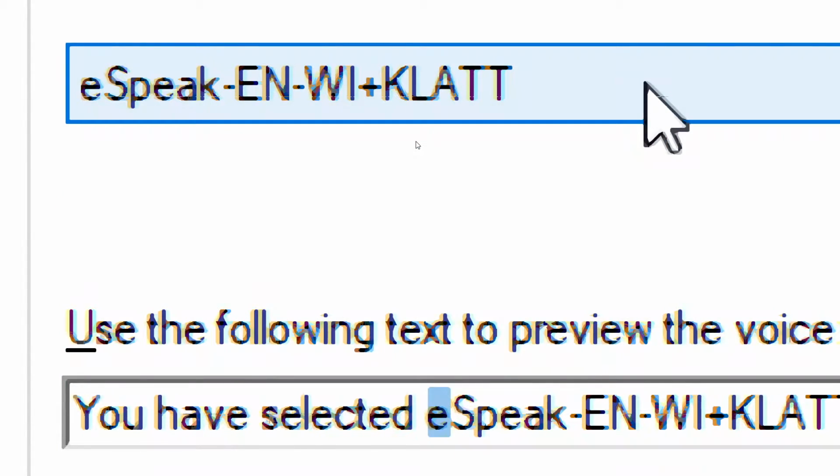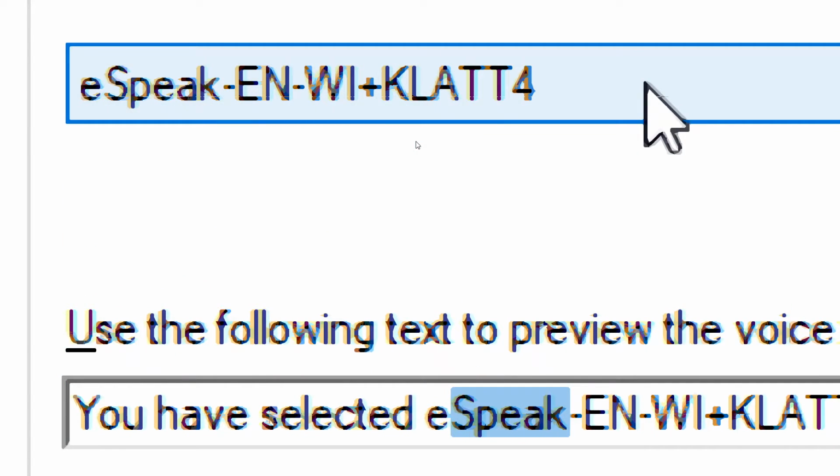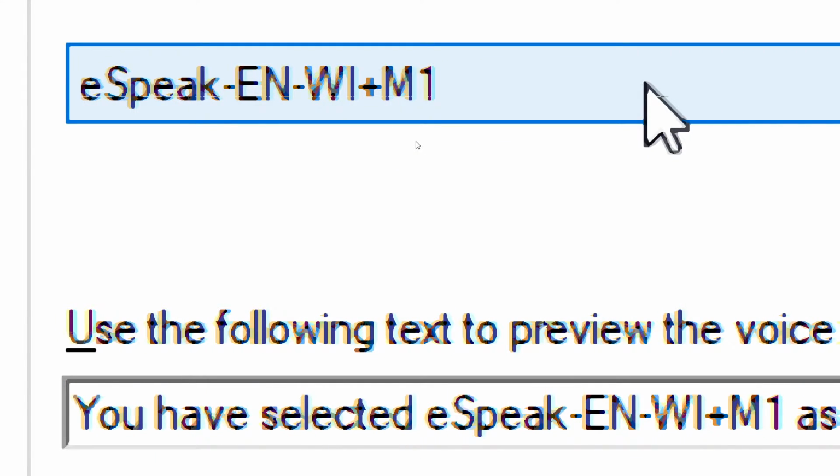You have selected eSpeak ENWI plus CLAT as the computer's default voice. You have selected eSpeak ENWI plus CLAT 2 as the computer's default voice. You have selected eSpeak ENWI plus CLAT 3 as the computer's default voice. You have selected eSpeak ENWI plus CLAT 4 as the computer's default voice. You have selected eSpeak ENWI plus M1 as the computer's default voice.